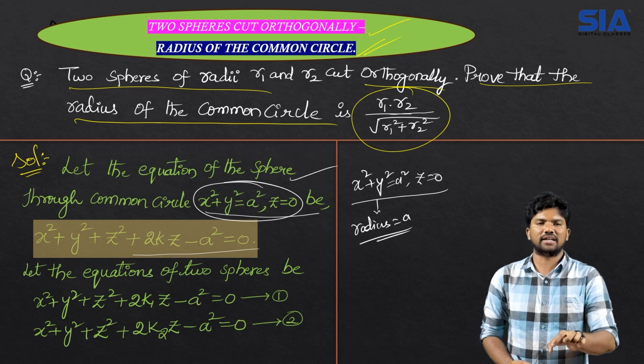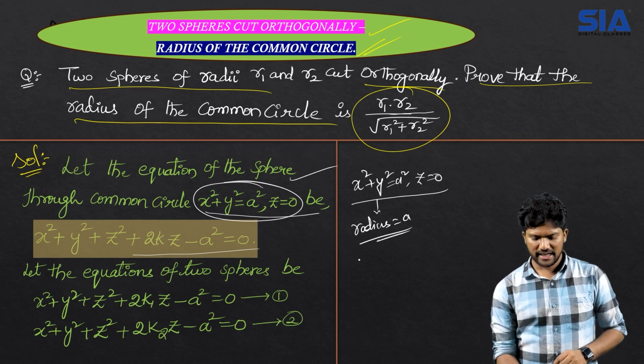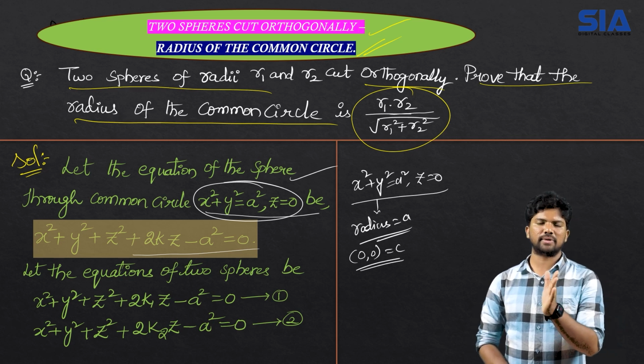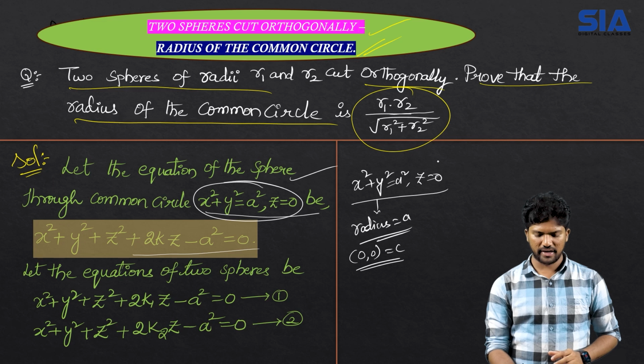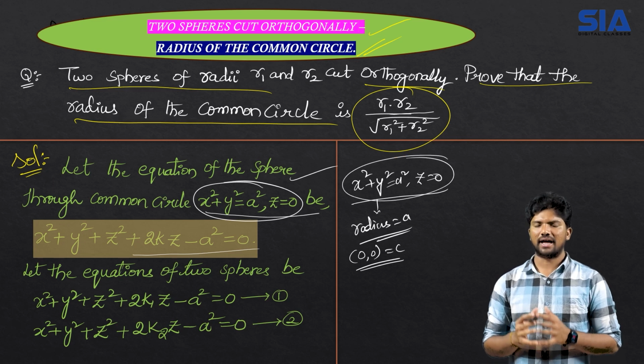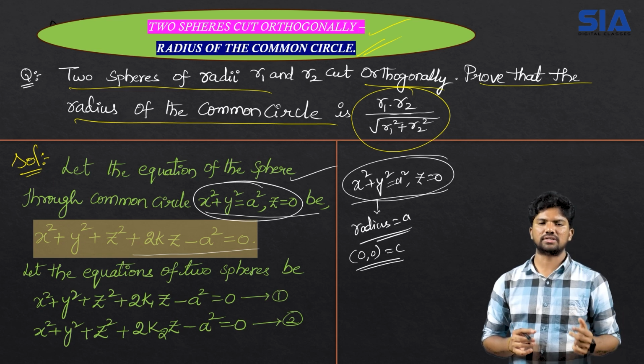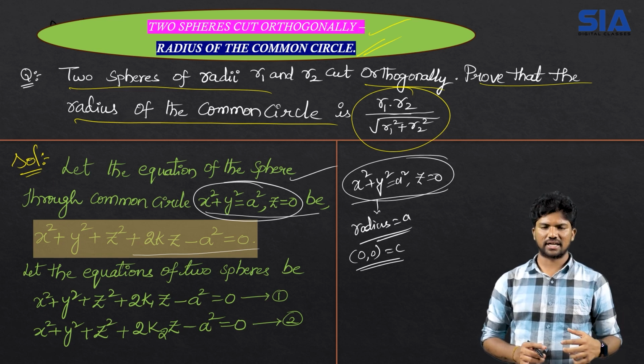And what is the center for this circle? Center is 0 comma 0. Okay, the center of this circle is 0 comma 0. Why? Because x square plus y square is equal to a square is always centered at the origin and has radius small a. So that type of circle we have considered as the common circle.